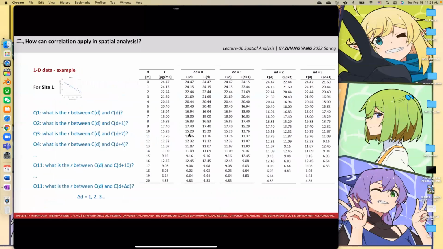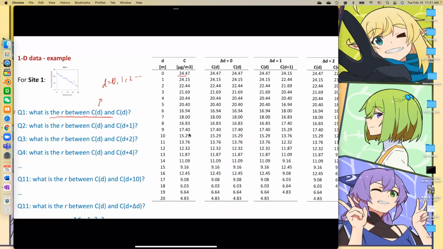Then we can ask a series of questions about the correlation coefficient. So what is the small r between C(D) and C(D)? We can see D equals 0, 1, 2, 3, and so on, and this is the same. So basically the concentration is a function of D. The correlation between C(D) and C(D) means the correlation between the data and itself, because delta D equals 0.